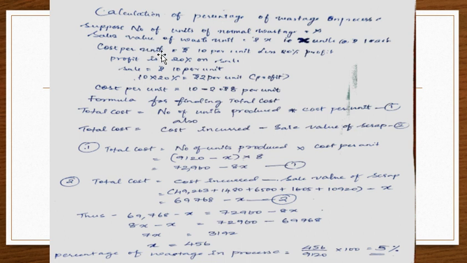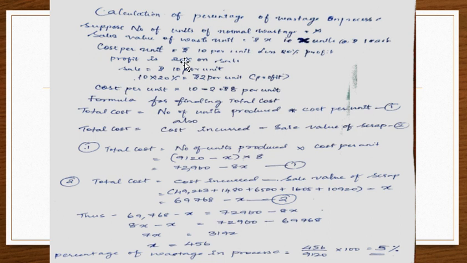Now, to find the cost per unit for process C: it is rupees 10 per unit less 20% profit. In this problem they have given the selling price for that particular process, which is stated in the question as rupees 10 per unit, and they have given the profit percentage, which is 20%. So sale is 10 and profit is 20% of it. Then the cost per unit can be found out.